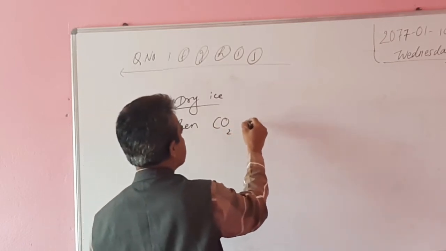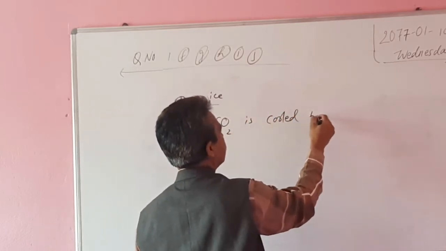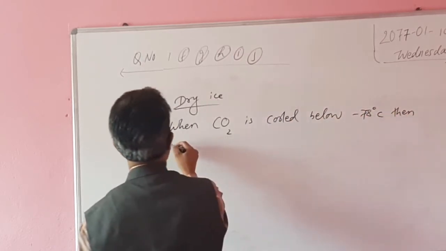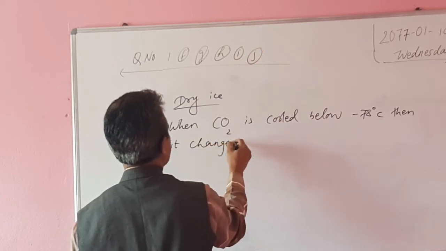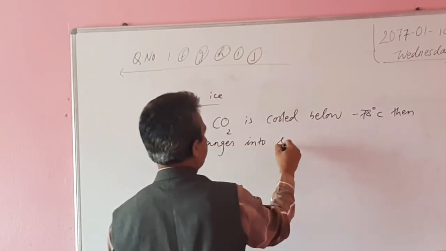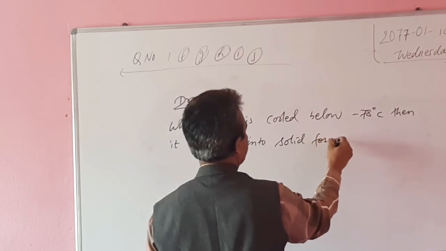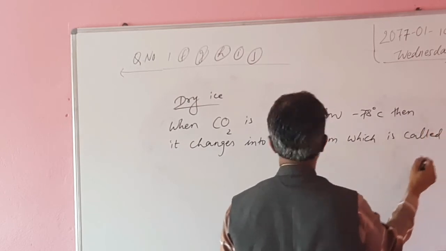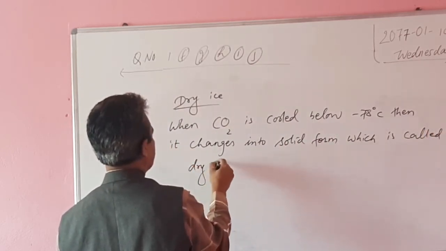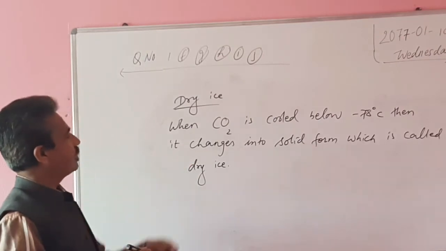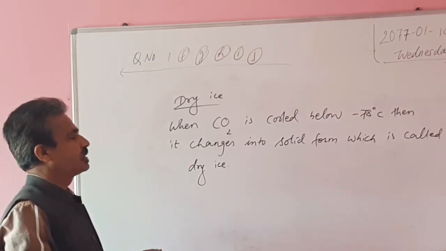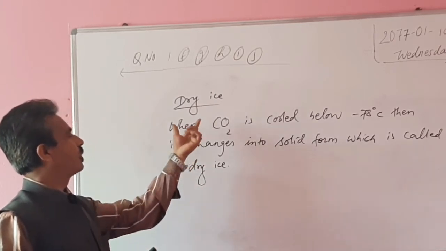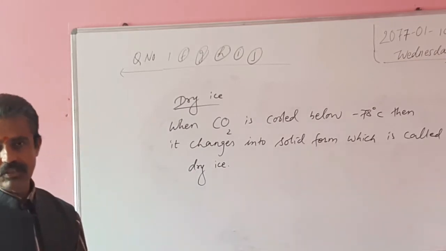When carbon dioxide gas is cooled below minus 78 degrees centigrade, then it changes into which form? Solid form, which is called, what is it called? Dry ice. When carbon dioxide gas is cooled below minus 78 degrees centigrade, then it changes into solid form. That solid form of carbon dioxide is called dry ice.